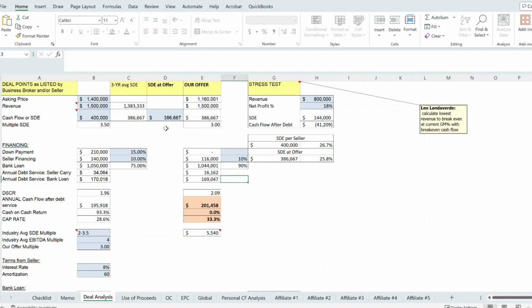Well, because this is such a very profitable business, you could conceptually put 0 down per new SBA rules, let the seller carry 10% at 116, and buy the business with a loan of $1,044,000 with a debt service coverage ratio of 2. Notice that, 2.09. Post debt service cash flow of 209. There's no cash on cash return because you haven't put any money in. Notice how this month changed.